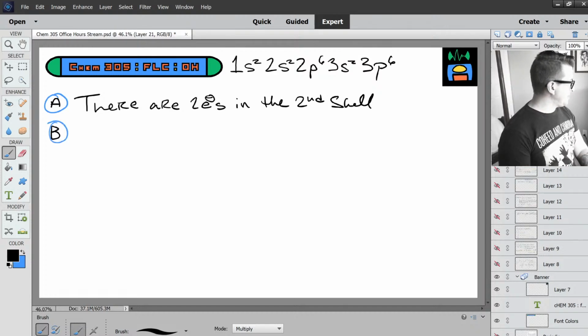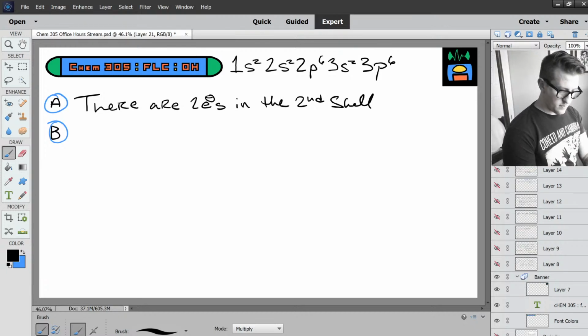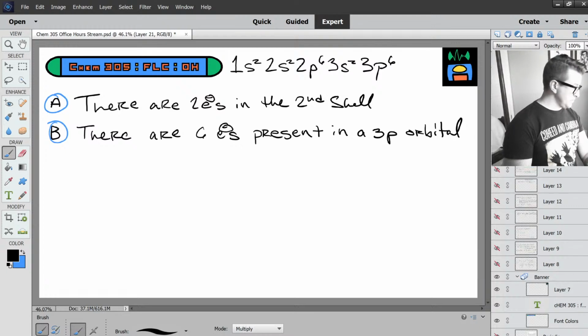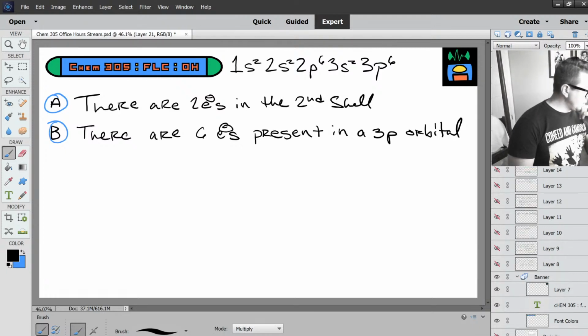Option B. There are 6 electrons present in a 3p orbital.